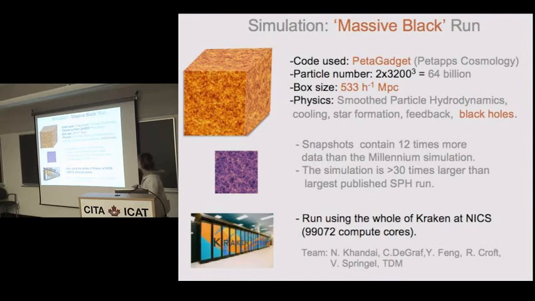So this is a very, very large simulation that we've completed over the last year or so. It was using Gadget, which is one cosmological code that's very widely used, and it was sort of hyped up a little bit in order to be able to run such a chunky thing. The volume is 753 megaparsec over h, and it had 64 billion particles.